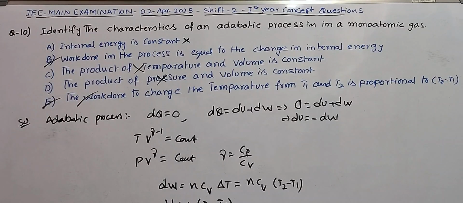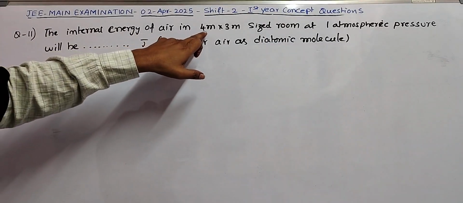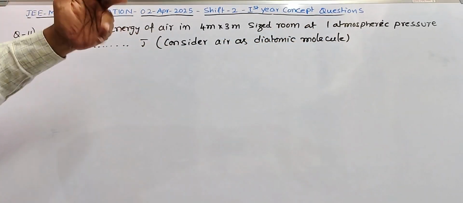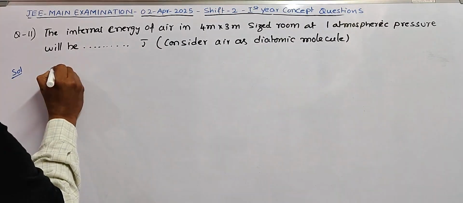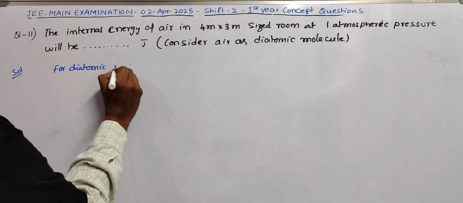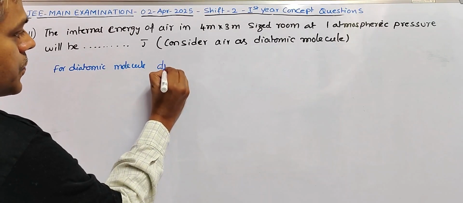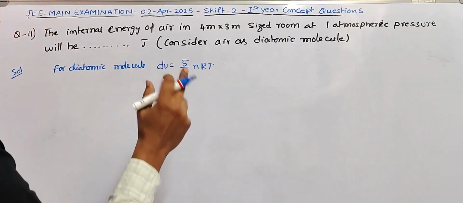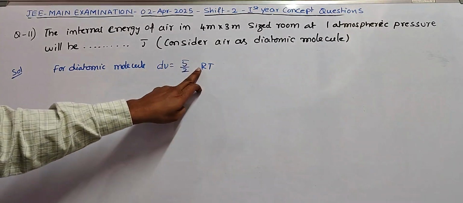For the 11th question: the internal energy of air in a 4 meter into 3 meter sized room at 1 atmospheric pressure will be, consider air as diatomic molecule. For a diatomic molecule, the internal energy U is equal to 5 by 2 n R T. If n is not given, take n equal to 1 mole, then U is equal to 5 by 2 RT.